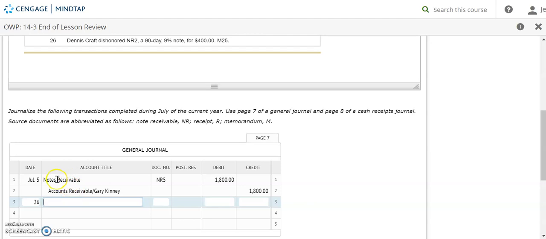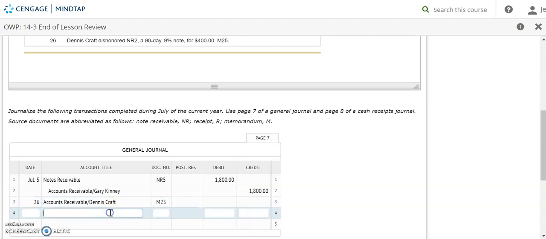And it's kind of going to be the opposite of this one. So I'm going to debit accounts receivable/Dennis Kraft, and memorandum 25 is my source document. And I'm going to actually leave the debit amount blank for right now, okay? I'm going to then go and credit notes receivable for the principal amount, which was $400. Okay, so I'm getting rid of that notes receivable. I'm transferring it back to accounts receivable.